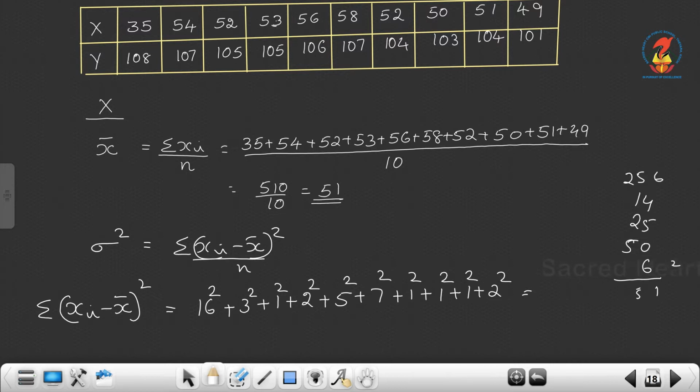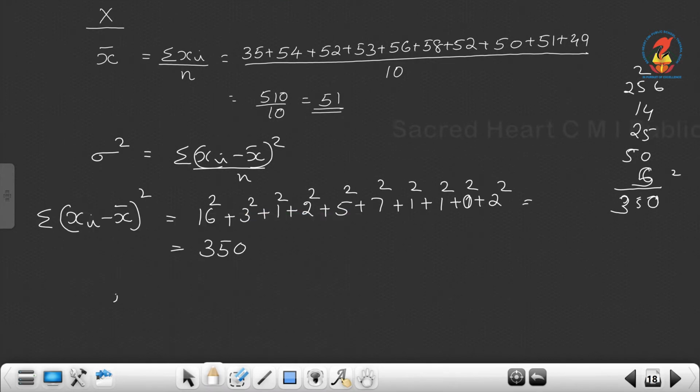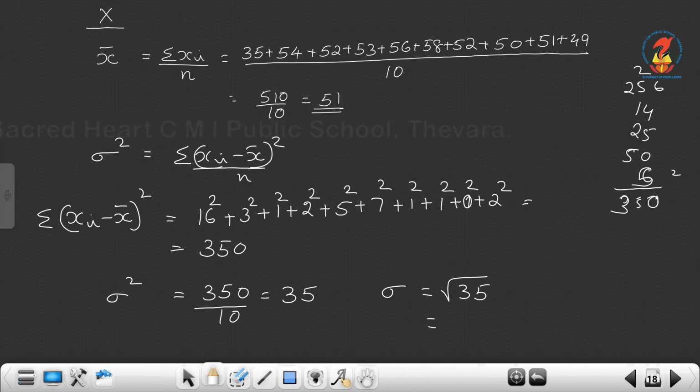So what is the value? 350 something. Let me recompute: 256, 9 plus 1 is 10, 4 is 14, 25, 49, 50, and 6. The 51 term is 0 square, so the sum is 350. That is the numerator. So what is the sigma square? The denominator is 10, so 350 by 10 is 35. So what is sigma? Root of 35. Find the square root.